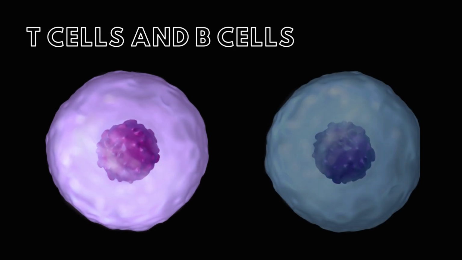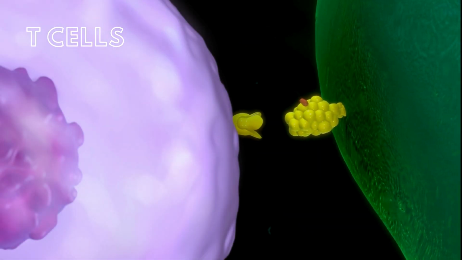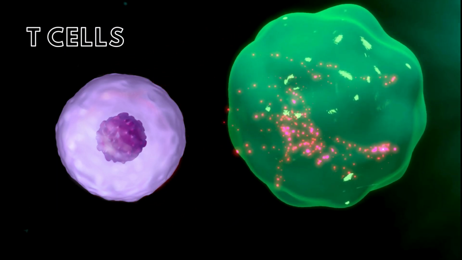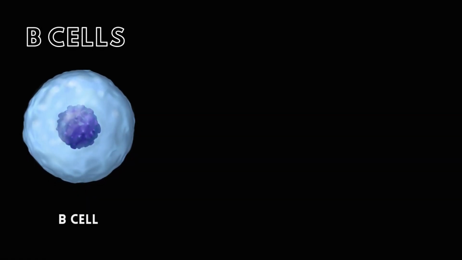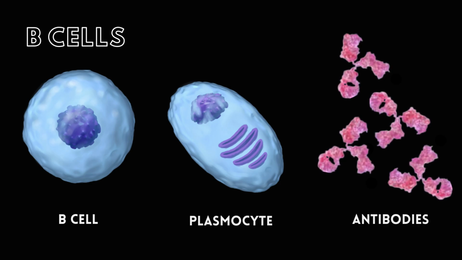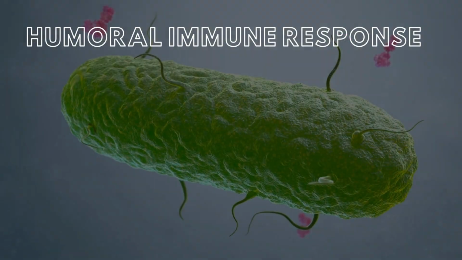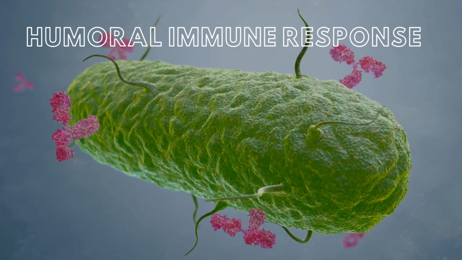T cells and B cells respond in different ways against antigens. T cells attach to antigens and interact with them directly. This is called the cellular immune response, or cell-mediated immunity. B cells attack foreign antigens by dividing to produce cells that differentiate into plasma cells. These plasma cells secrete proteins we know as antibodies, or immunoglobulins. Antibodies are carried through bodily fluids to destroy specific antigens. This type of immune response is known as the humoral immune response.